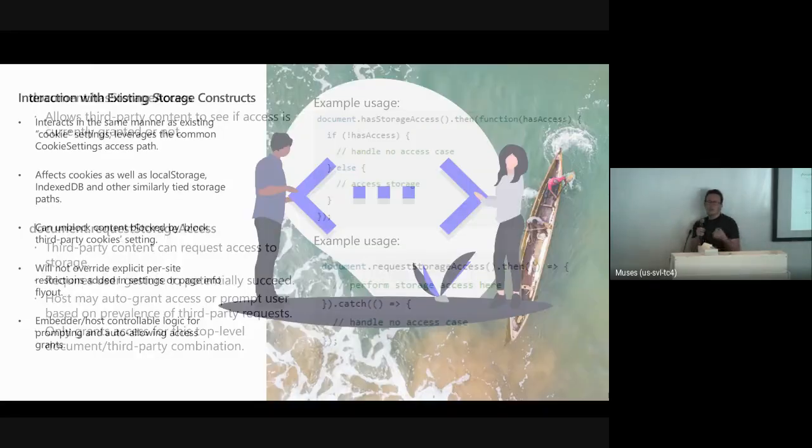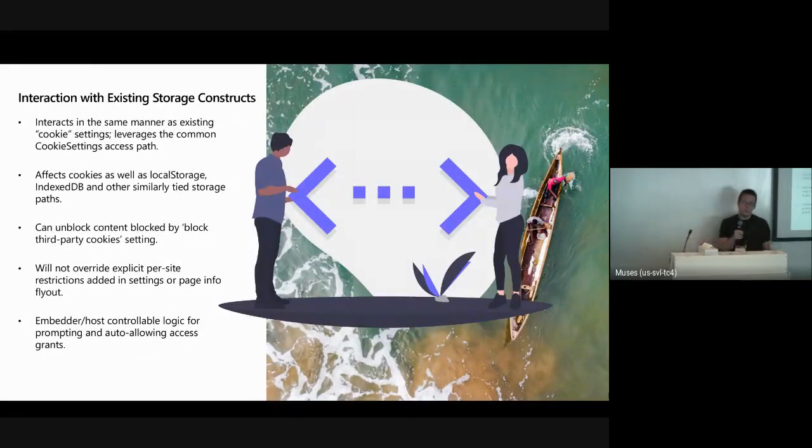Now I want to talk about how this interacts with the existing storage system. It interacts very similarly to existing cookie blocks and cookie settings. So if you went to the page info or into settings and said, I want to block cookies from foo.com, this is going to interact in the same way. In the network service, as well as the browser process, right where the cookie access check is done, we're going to ask whether there are any existing storage access grants. And if so, we might unblock access.